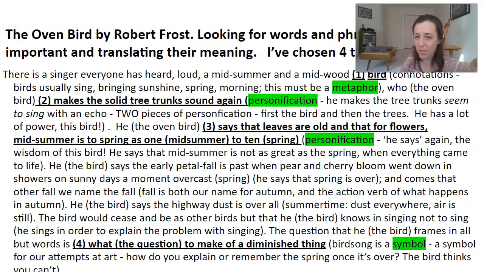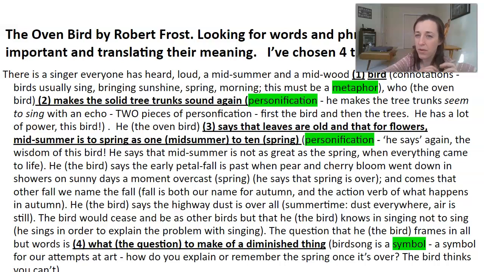The next few lines of the poem are a reiteration of that. Everything is different now. Everything is worse now. It was great before. Now we're into fall. And now the highway dust is everywhere. And then we get into the last lines. The bird would stop singing, but it knows in singing not to sing. We'll get back to that. Instead of highlight, the question he frames in all but words is what to make of a diminished thing.